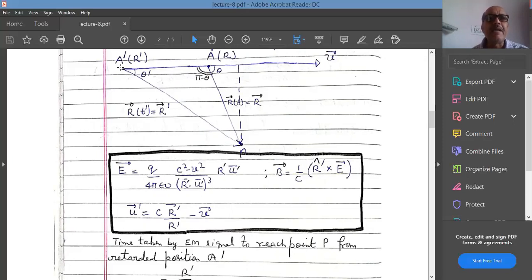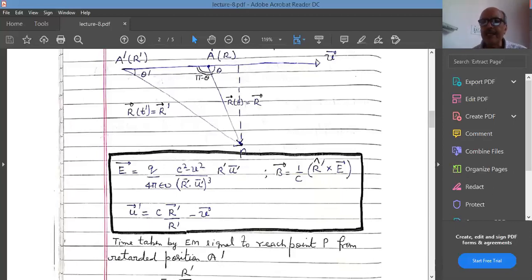So the time taken by the signal, starting from the retarded position to reach the point P, is R dash upon C. So the time taken by the electromagnetic signal from A dash to P is R dash divided by C. Here, if the time of observation is T, this will correspond to T minus R dash over C. So in the time R dash over C, the charge particle will move from A dash to A. When it moves from A dash to A, this is nothing but the distance traversed by the charge particle in the time T, which is equal to R dash upon C.